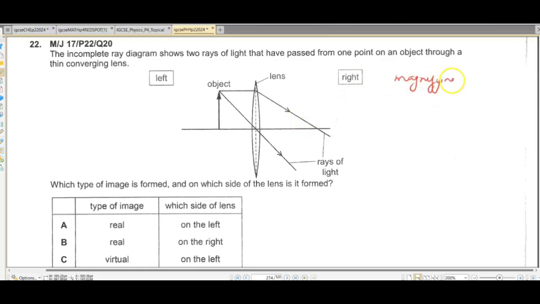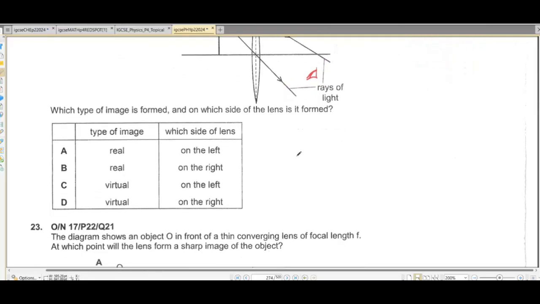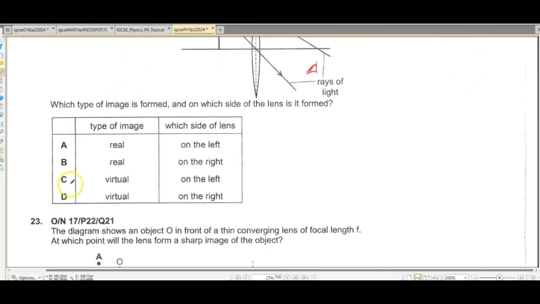And when you study the case of the magnifying glass, so you know that the image is formed on the same side as that of the object, and it is a virtual image, and you can see it from this side. Your eye has to be here. So as we know that this is an example of a magnifying glass, so the image is going to be virtual and on the left side. So C is going to be our correct option for that.